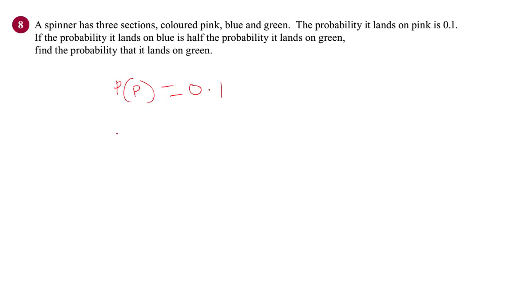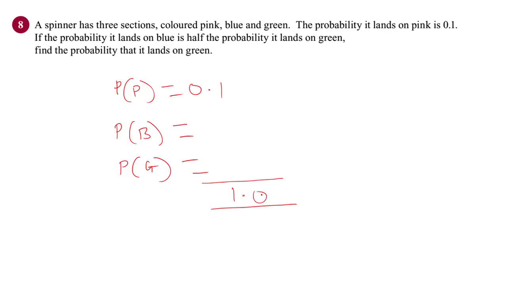We also have blues, and we also have greens. Okay, we do not know exactly what the probability is for blue or for green, but one thing we know is that if we add all these probabilities, the answer should be equal to 1 or 1.0. But it says here, if the probability it lands on blue is half the probability it lands on green, so blue is half of green, right? So what you could do is make blues be x. If blues are x, then it means that greens will then be double, which is going to be 2x.